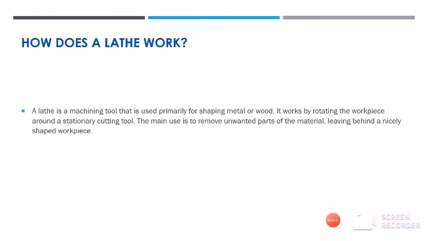How does a lathe work? A lathe is a machining tool that is used primarily for shaping metal or wood. It works by rotating the workpiece around a stationary cutting tool. The main use is to remove unwanted parts of the material, leaving behind a nicely shaped workpiece.